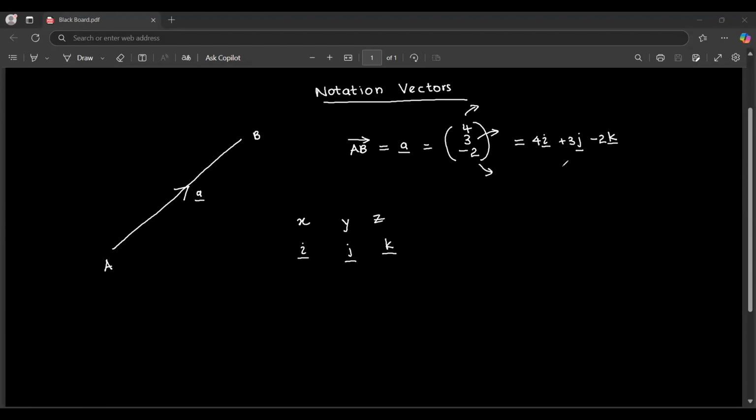So these are the basics of vectors. We looked at the introduction to vectors, and how we can represent a vector in 2D and 3D space. And now we know the notation of vectors.